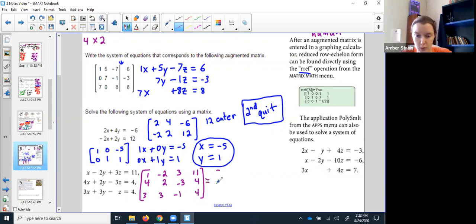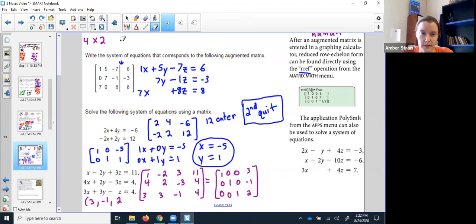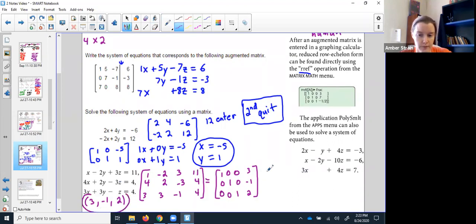Row reduced echelon form gives us the answer 1 0 0, 0 1 0, 0 0 1, and 3, -1, 2. So that means the answer to all of this was really the point on the 3D graph with an x of 3, a y of -1, and a z of 2. At that point, all 3 of these planes would meet. X, y, and z.